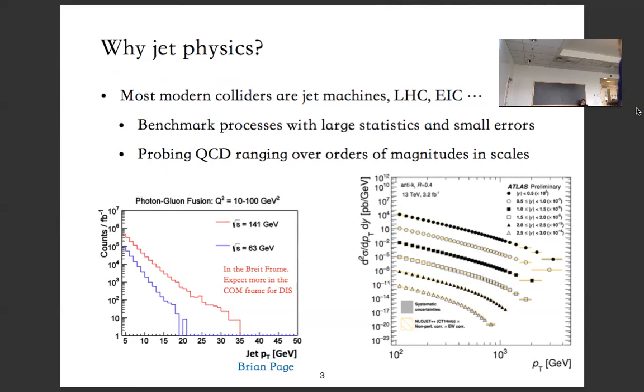As you can see from this plot, for instance, jets allow us to probe QCD over orders of magnitude in scales. For instance, here is the pT of the jets, ranging from 100 GeV all the way to TeV scales. And here is a projection of the EIC status. So you can see that we have pretty many events for relatively low jet pT, but that's in the Breit frame for the photon-gluon fusion. And we expect more events in the center-of-mass frame for the DIS.